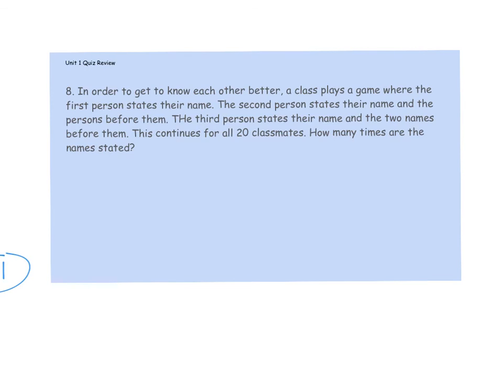So me, the first person, I'd say 1 name. Johnny says his name and my name. He says 2 names. The third person says 3 names. The fourth person says 4 names. And this goes on until you get to the 20th person. The 20th person, guess what? They're going to say 20 names. Okay? So that's kind of how this works, and the names before them. This continues for 20 classmates.